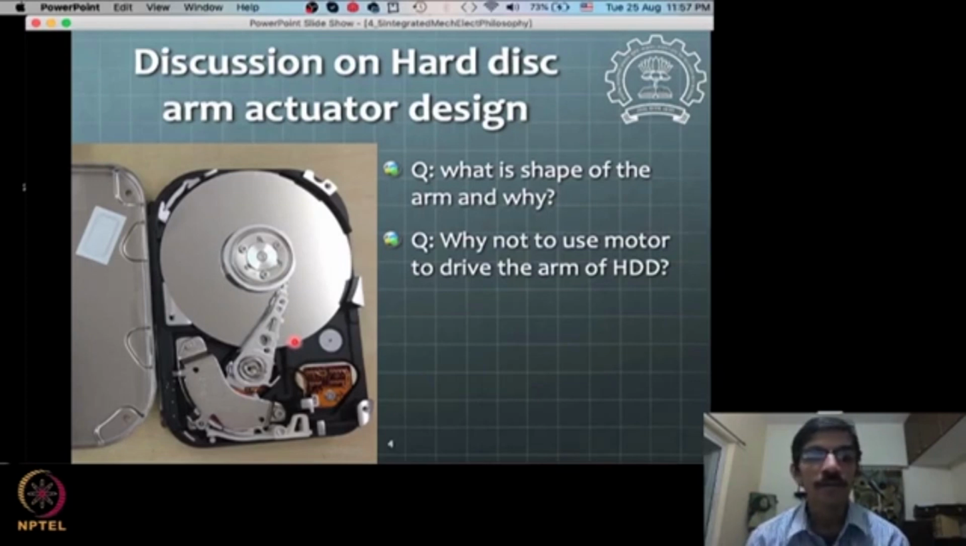But another more important aspect many times is that this arm should not deflect more than what is required, or more than some tolerance that can be allowed. Because the arm deflection is what is going to cause a lot of errors in the system. So this deformation of the arm should not happen so much.